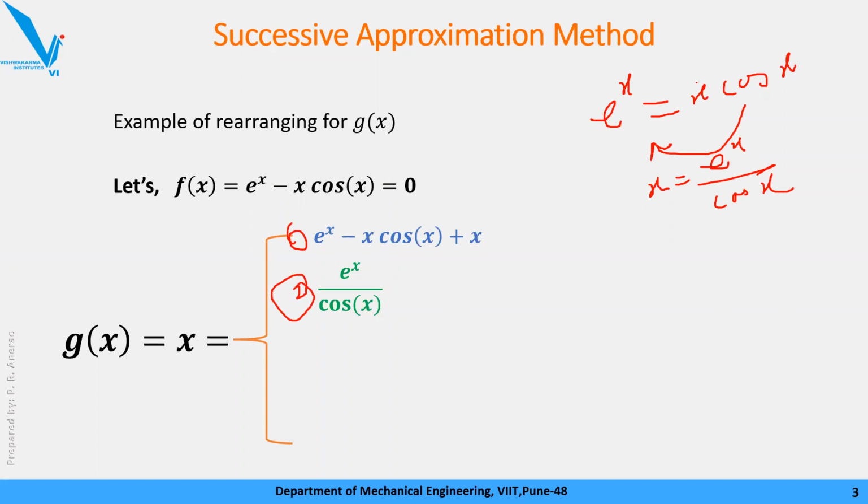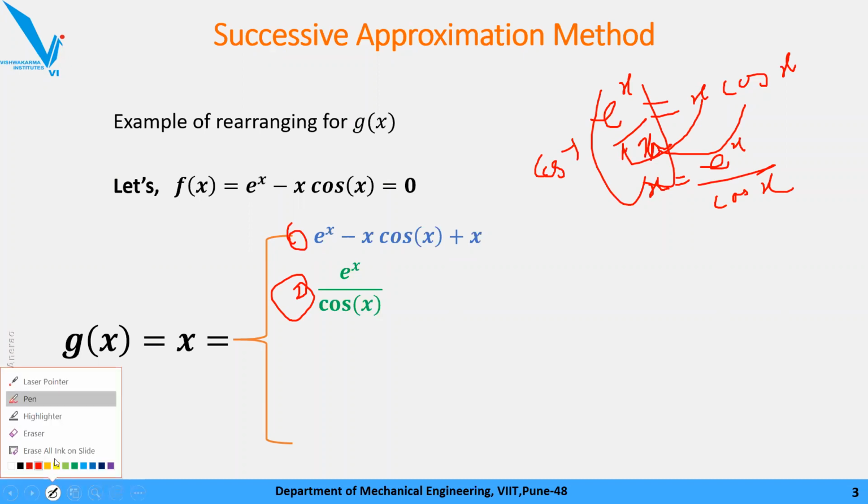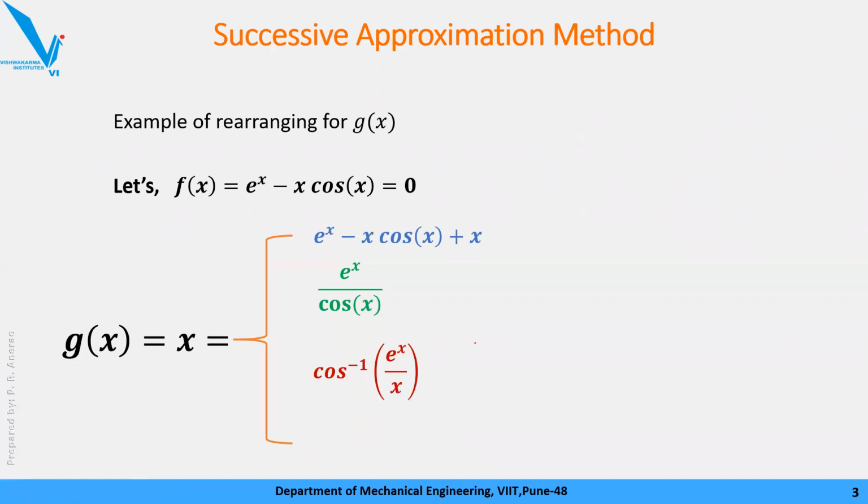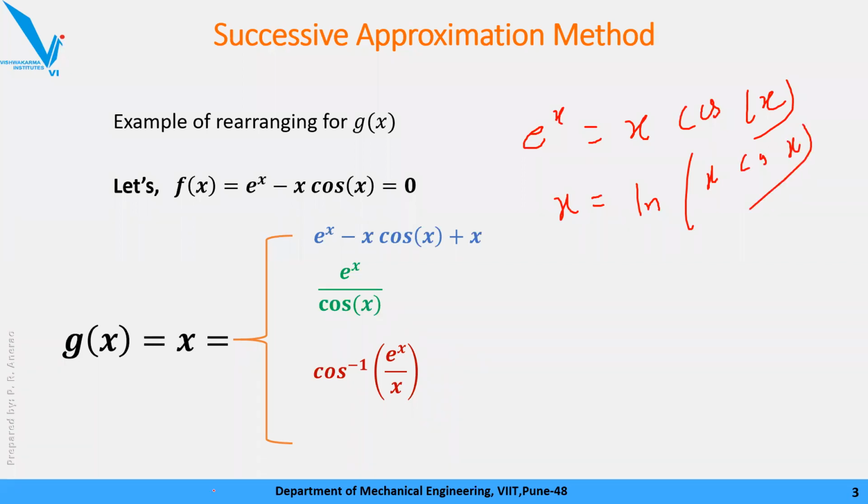थर्ड ऑप्शन क्या है? और कुछ हो सकता है कि भाई क्या करते हैं, ये x इधर लेके आते हैं, e raised to x divided by x हो जाएगा, and I take the cos inverse of both sides, cos inverse. ओके, फिर भी चलता है। और एक इक्वेशन मिलेगा मुझे, one more equation, what I'll get, this e raised to x equal to x cos x. Okay, so what I'll take the log of this term, x equal to log of x cos of x, ये भी चलेगा.